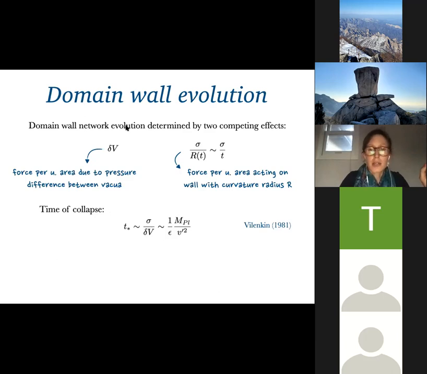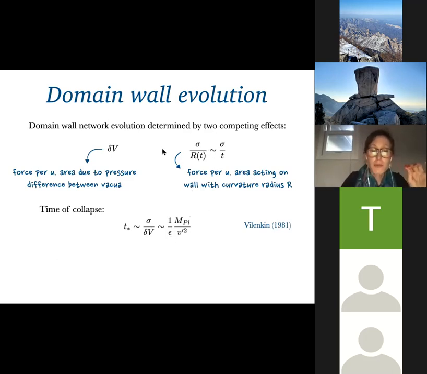And on the other hand, the surface tension of the domain wall leads to a force per unit area, again, which is now given by this expression, where R here refers to the typical radius of a domain wall. So typically, the curvature radius of a domain wall will be set by the Hubble scale at the time, which during a radiation dominated universe is just proportional to T itself.